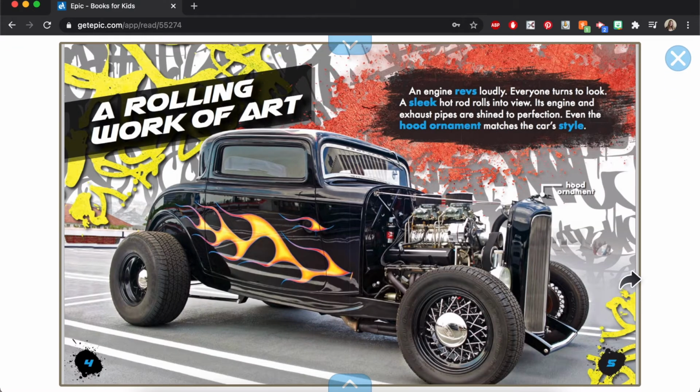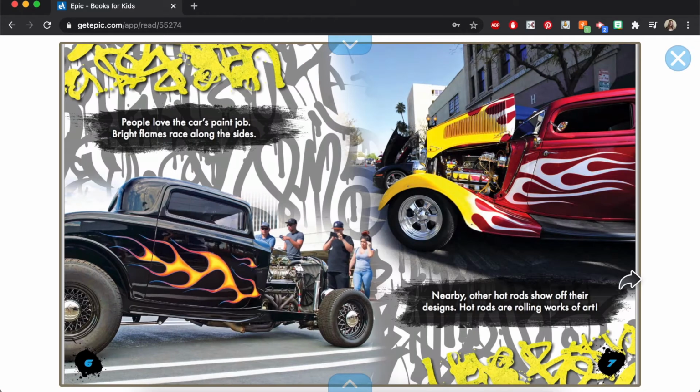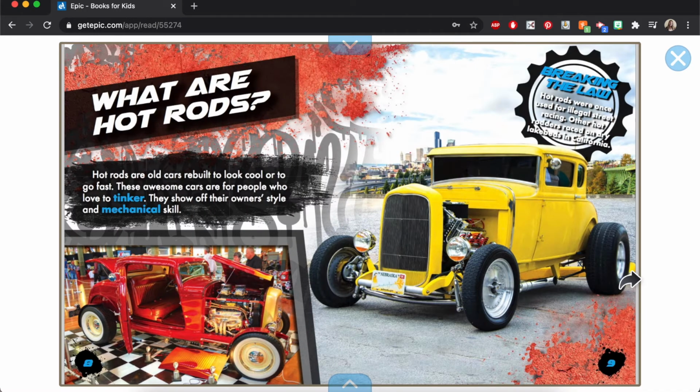A rolling work of art, an engine revs loudly. People turn to look. A sleek hot rod rolls into view. Its engine and exhaust pipes are shined to perfection. Even the hood ornament matches the car's style. People love the car's paint job. Bright flames race along the sides. Nearby, other hot rods show off their designs. Hot rods are like rolling works of art. So all the cool paint jobs.